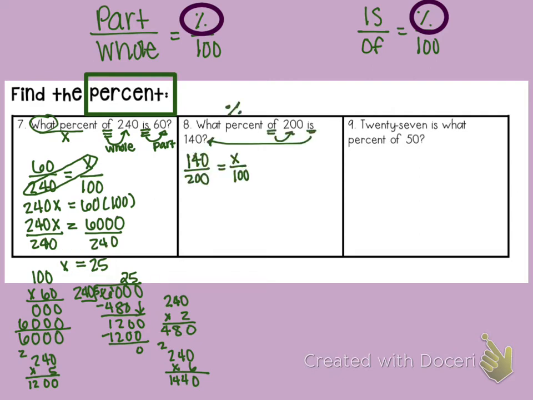Okay, so this should be your proportion. So once we have our proportion set up, what is our next move? Okay, if you said cross multiplication, you are correct. We have 200x equals 140 times 100. 200x equals 140 times 100 is 14,000. Here is 2 zeros. I just tacked 2 zeros on the back of 140.